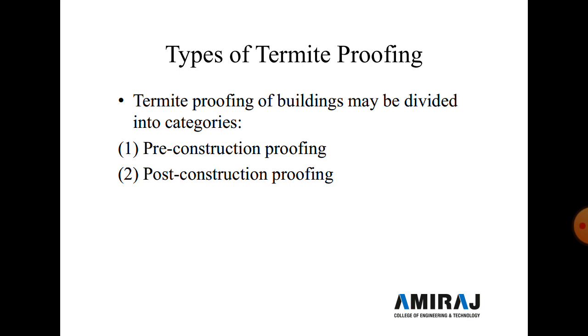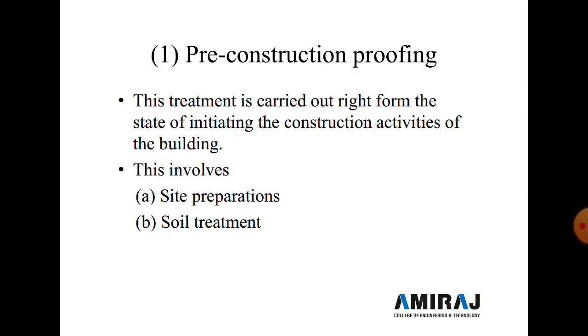Now, types of termite proofing. So the termite proofing may be divided into two categories. First is pre-construction proofing, and second is post-construction proofing. So in pre-construction proofing, this treatment is carried out right from the stage of initiating the construction activity of the building, and these involve two parts: site preparation, and second is soil treatment.